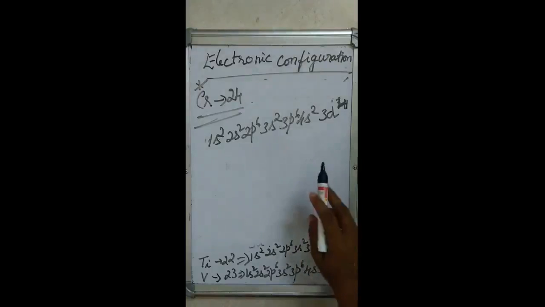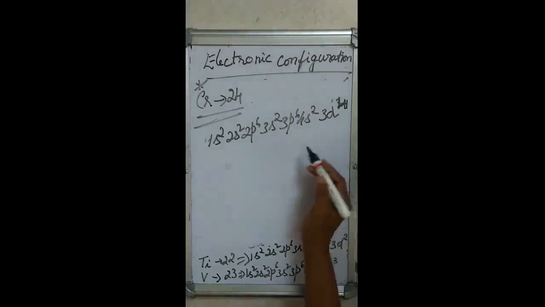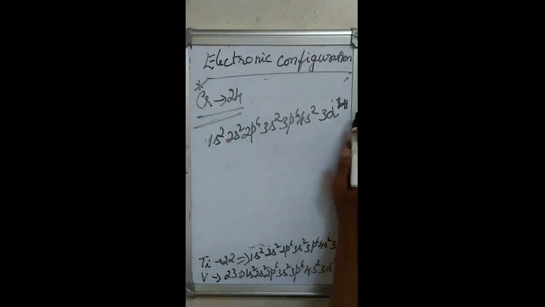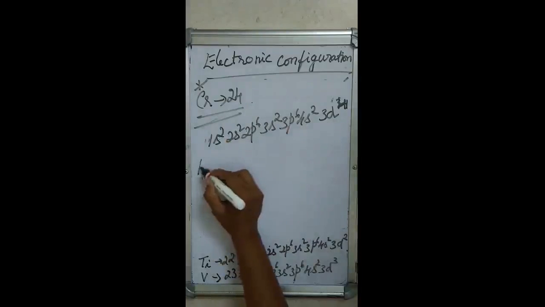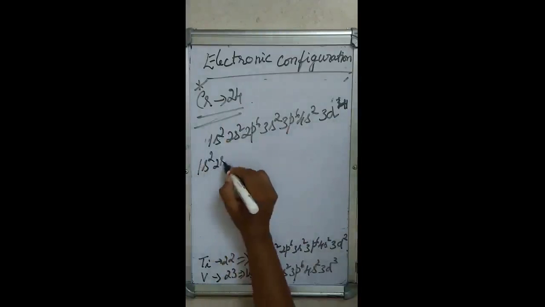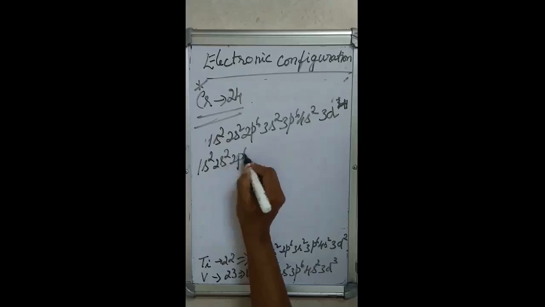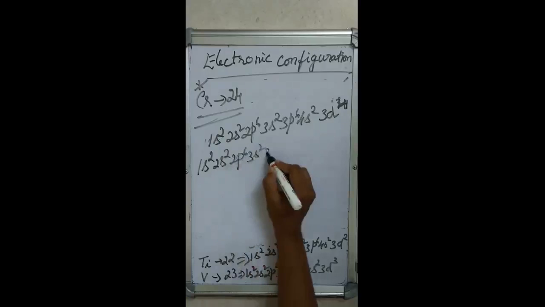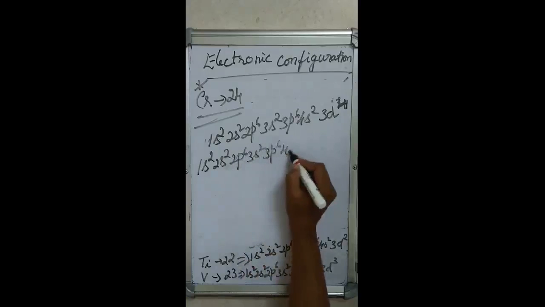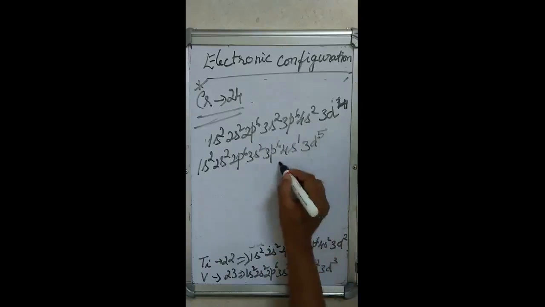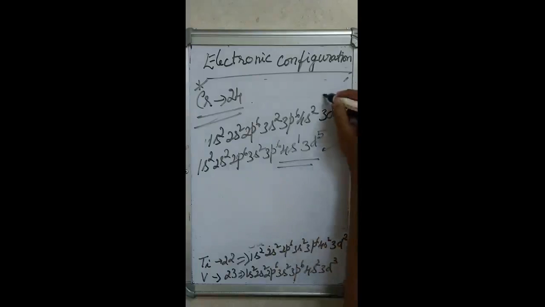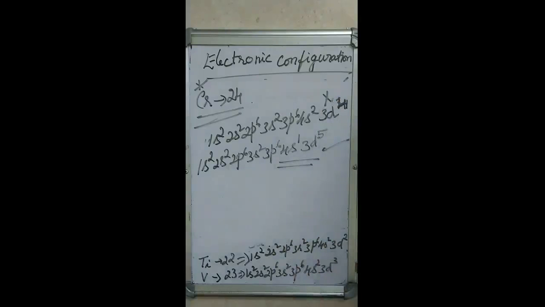But here, what happened? Since it has an exceptional configuration, we are going to write it like this for chromium: 1s2, 2s2, 2p6, 3s2, 3p6, 4s1, 3d5. This is the correct configuration. The earlier one is the wrong electronic configuration. Why?